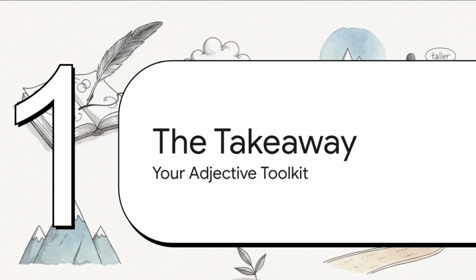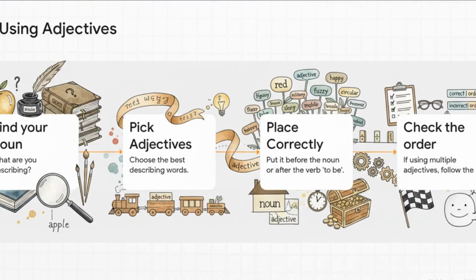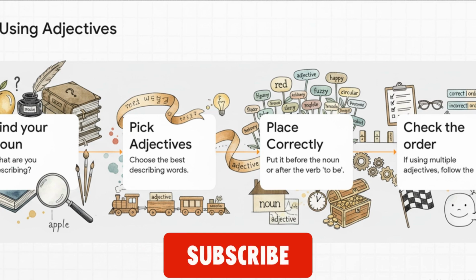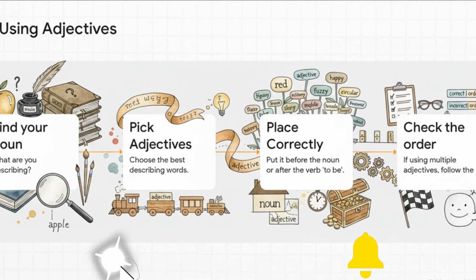Wow. Okay, we have covered a ton of ground, haven't we? From what they are to where they go and how to compare them. Let's pull it all together into a simple, practical toolkit you can start using, like right now. The easiest way to think about this is like a 4-step checklist. First, figure out what you're even talking about. Second, pick your descriptive words. Third, stick them in the right place in the sentence. And last, if you've got a few of them, just do a quick mental check of the order. That's it. Follow those steps, and you'll be using adjectives like a pro.